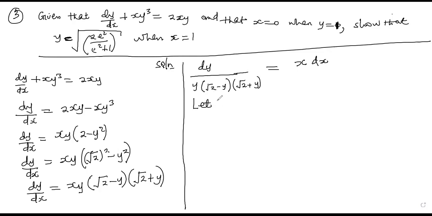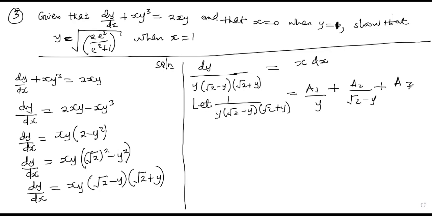So we shall let our 1 over y into root 2 minus y, root 2 plus y, be equal to, we can say, a1 over y, we shall look for the value of a1, then plus a2 over root 2 minus y, then plus a3 over root 2 plus y.